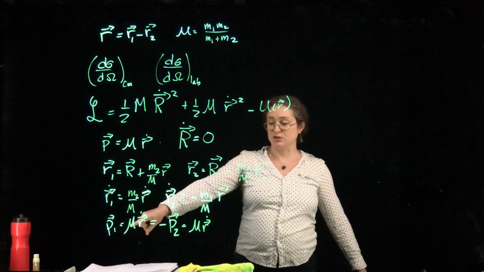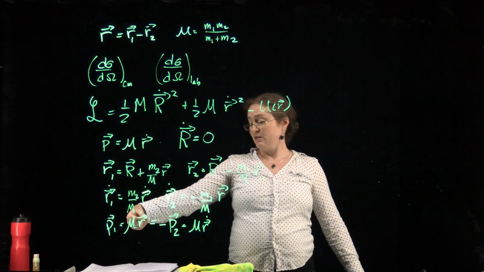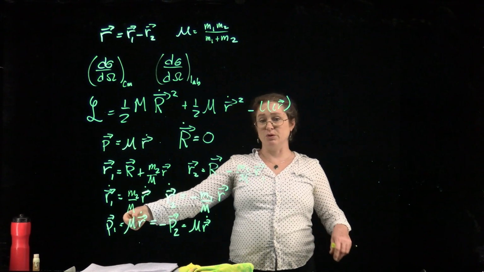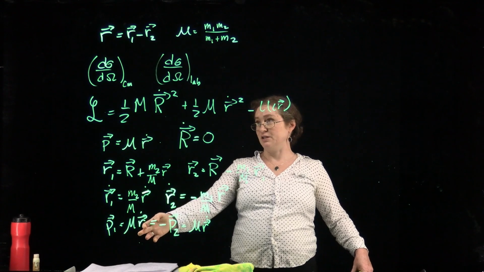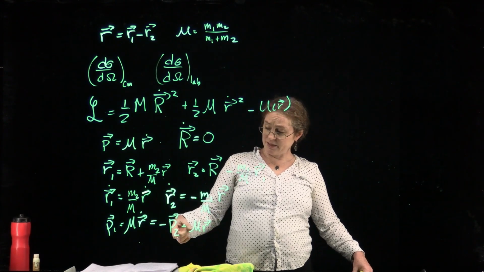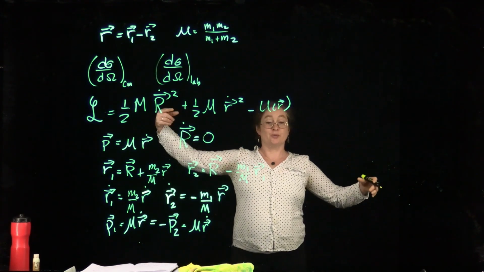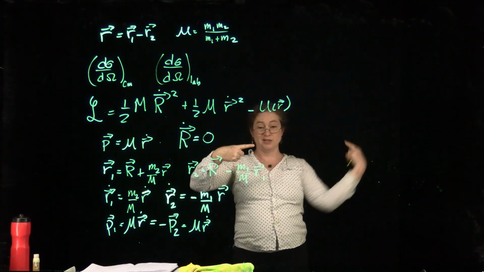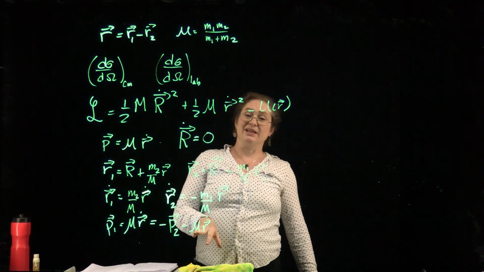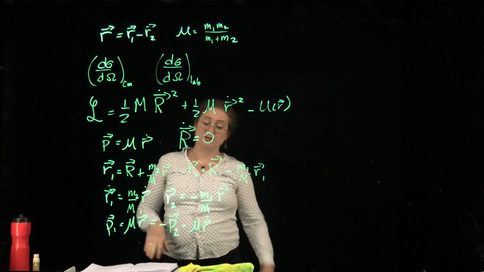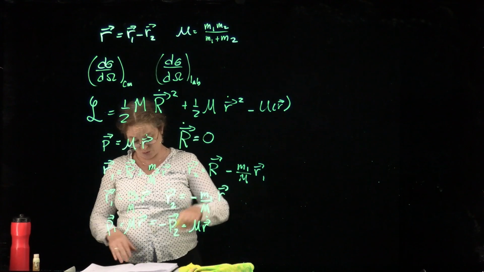So this just tells you that the target is coming in at mu r dot. The position of one of the particles is just from the definition of R. And then in the center of mass frame, the projectile is coming in one direction, and the target is coming in the opposite direction. And they both, in the center of momentum frame, have a momentum with magnitude mu r dot.